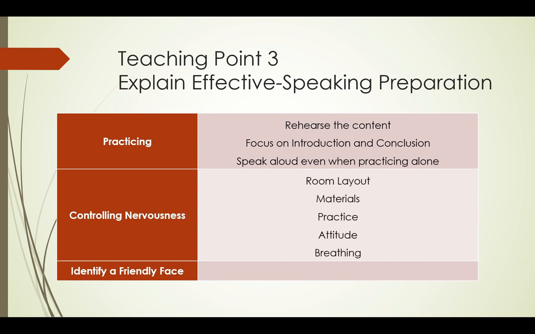Next up is controlling nervousness. Of course, everyone feels nervous, but we need to learn how to control it, because uncontrollable nervousness will drop your performance. So we have these 5 things to get better at controlling nervousness. Firstly, room layout. Room layout basically means that you need to be familiar with the layout of the room that you're presenting at. It might not be a room, it might be outdoors, but basically it's the arena that you are doing the speech at.